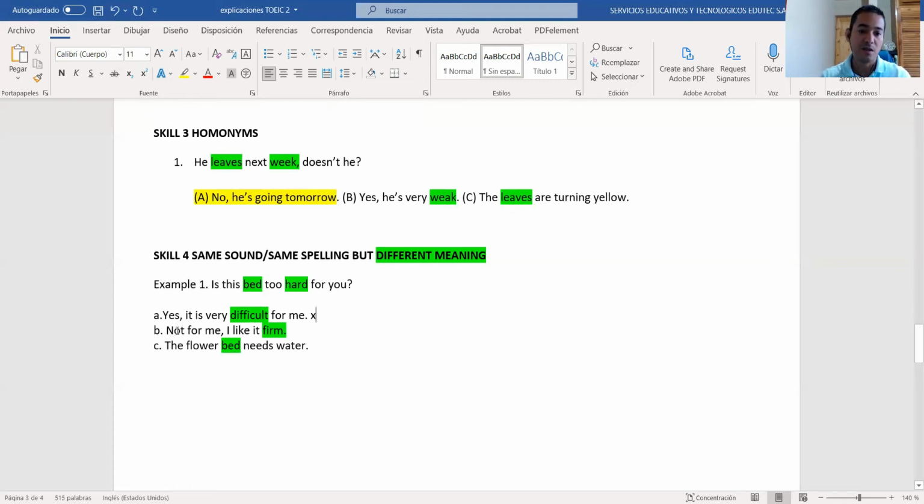So you have option B, not for me, I like it firm. Yeah, it's a plausible answer. Okay, so I would write that yes. And option C, the flower bed needs water. So this is a different context. The person is not talking about a flower bed. Even though you have the word bed, it is a different context, a different meaning. Okay. So let's listen to the second example.